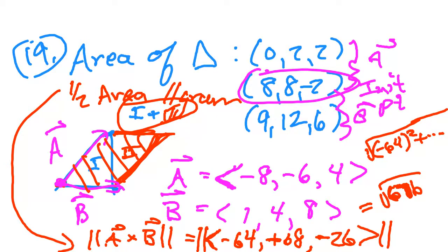Minus 8, minus 6, 4, and then 1, 4, 8, ending minus beginning. Using that as the initial point, I've got to take the cross product. Did we do the cross product right?